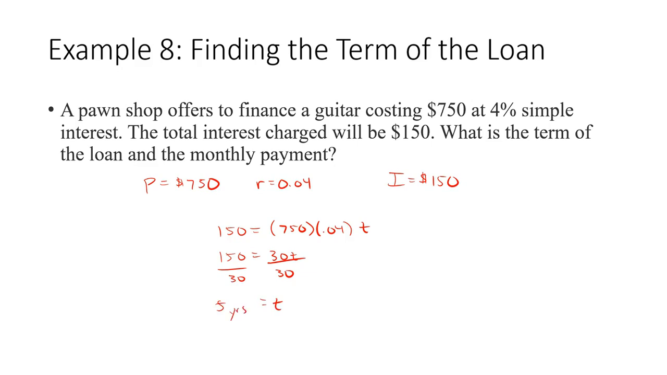In order to determine the monthly payment, 5 years times 12 months in a year, that's 60 months. The future value is the $750 for the guitar plus the $150 in interest, divided by the 60 months for the term of the loan. 750 plus 150 is 900 divided by 60. So the monthly payment is $15.